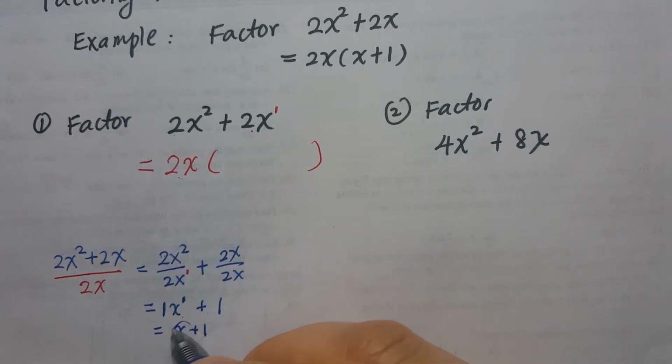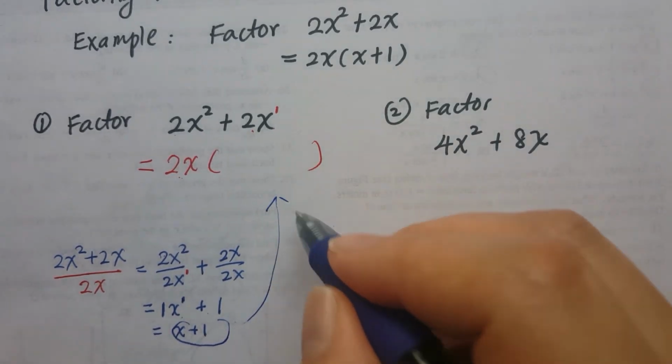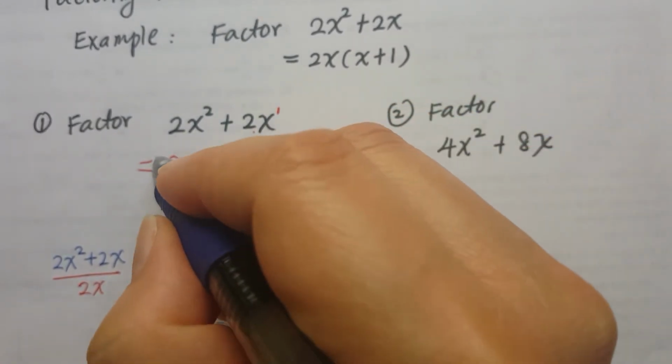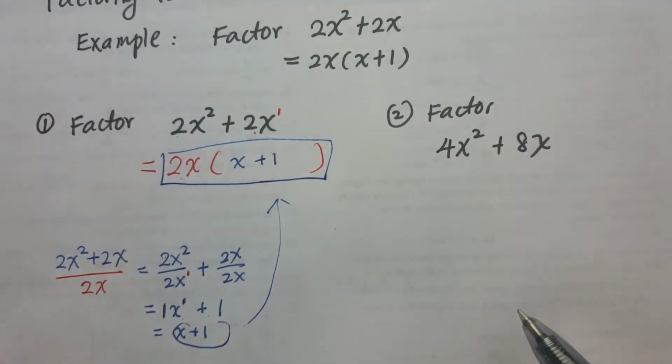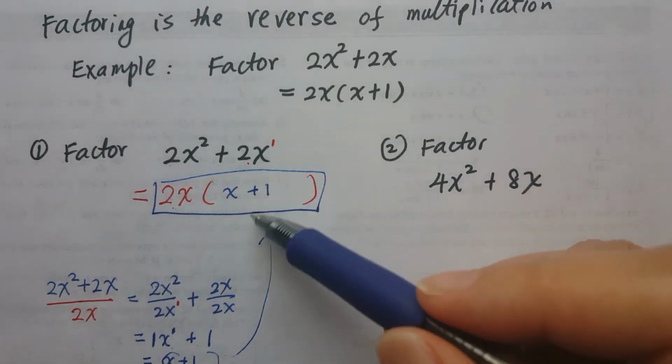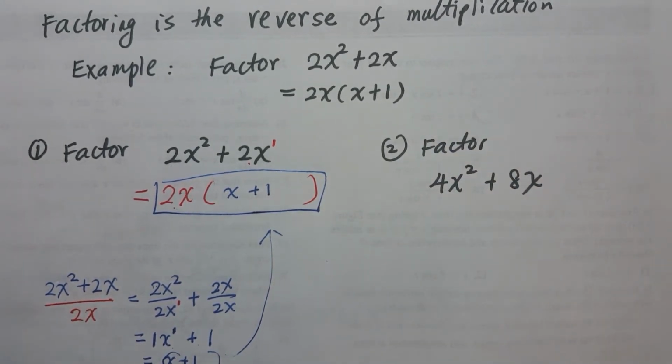Then next, you're going to put this back into the parentheses. So we're going to have x plus 1. So this is our final answer. That's how we get the answer. We go back to the factor times factor. Now let's take a look at number 2.